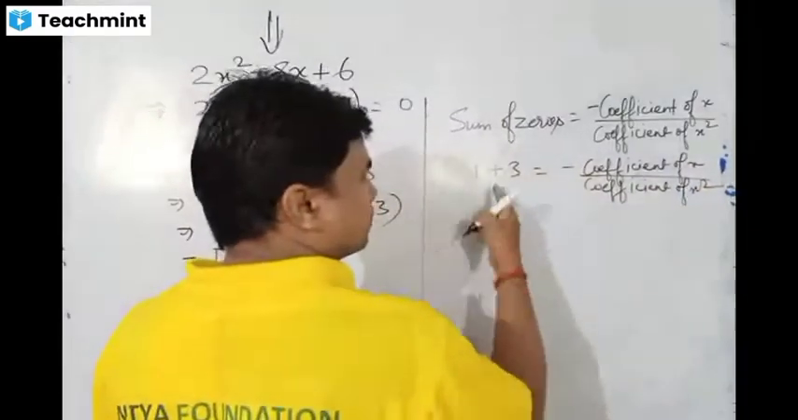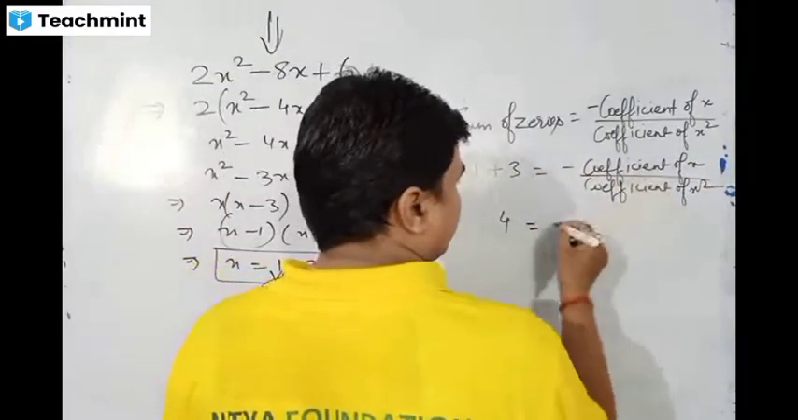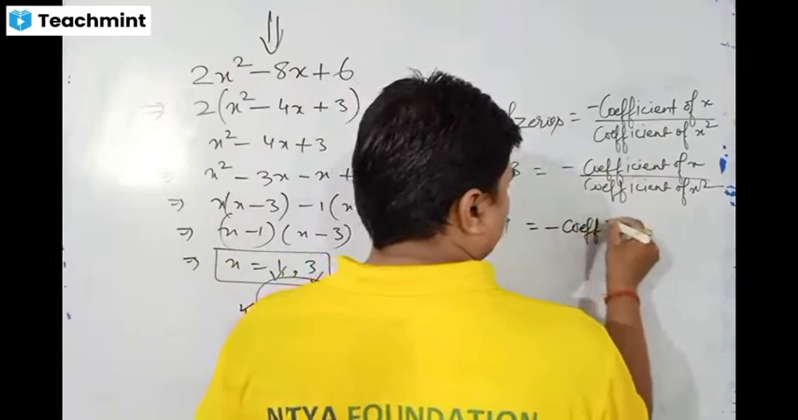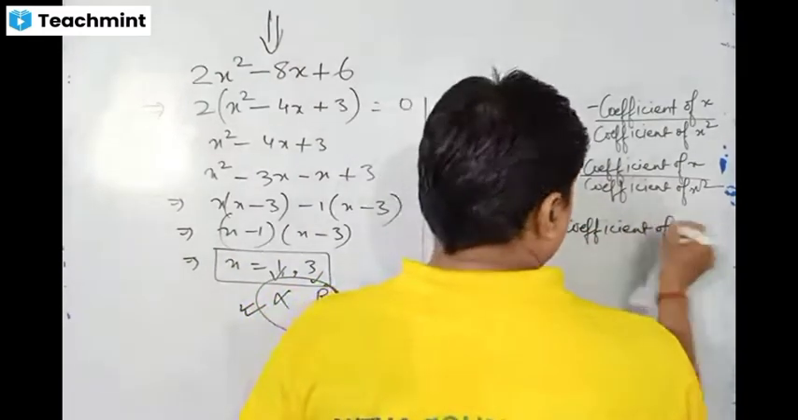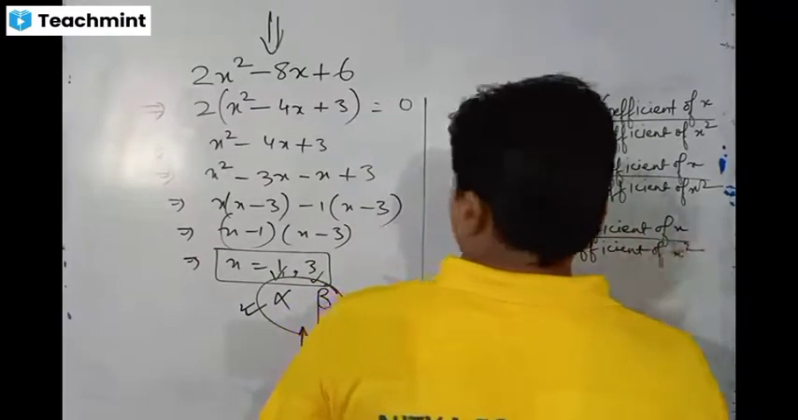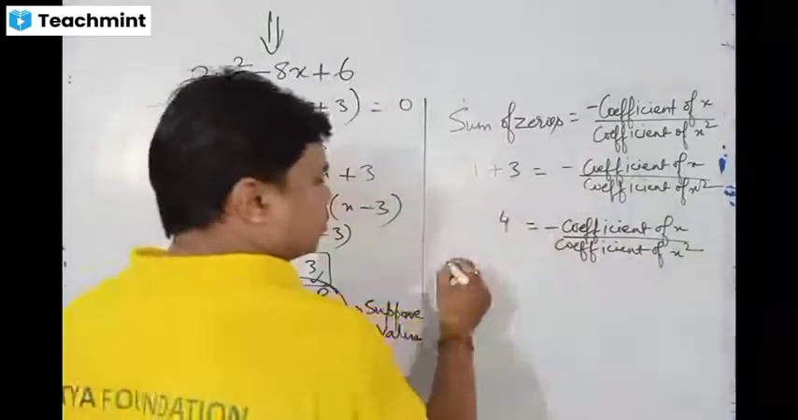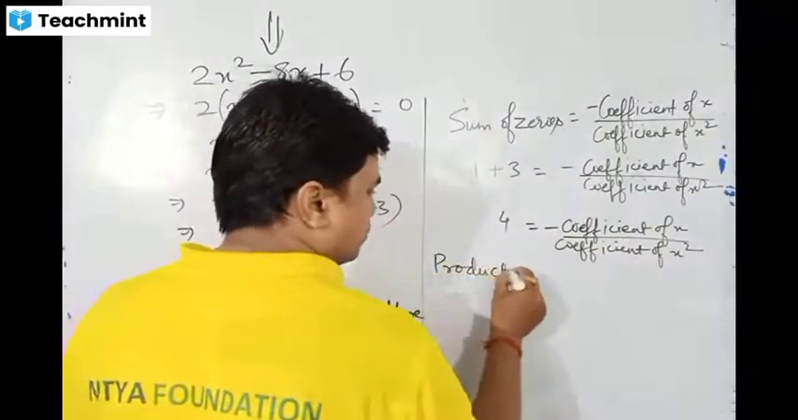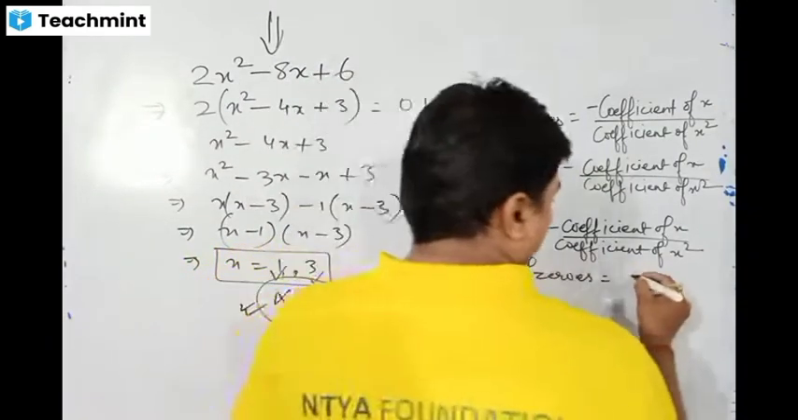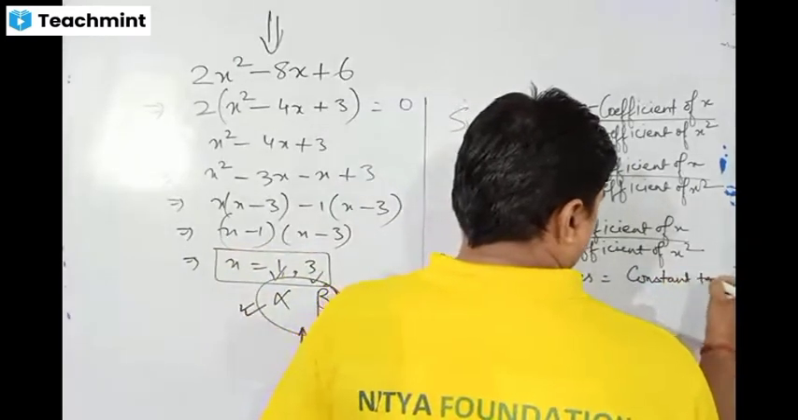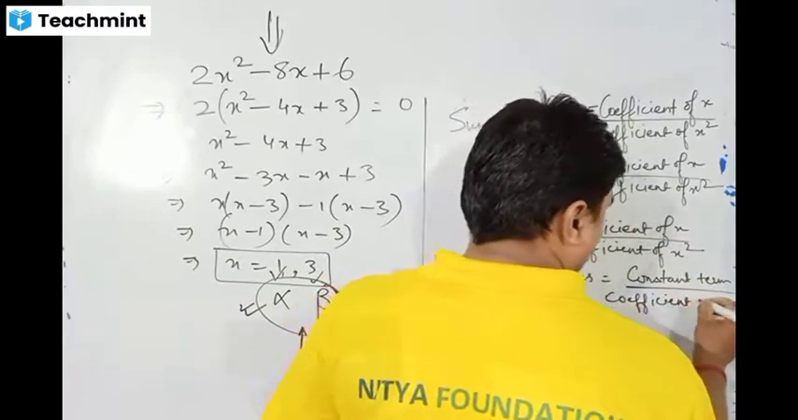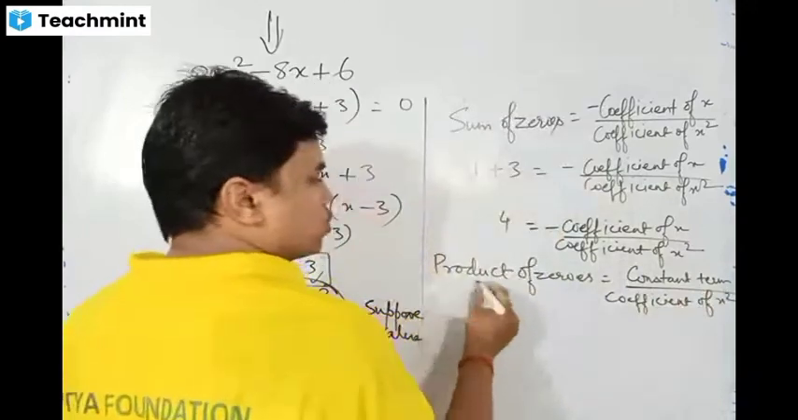So 4 it is. Okay, so you can see here that the sum of zeros will be equal to minus coefficient of x by coefficient of x square. Now when we go for another relation, that is product of zeros, it will be constant term by coefficient of x square.